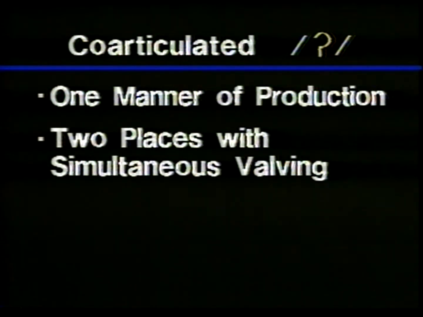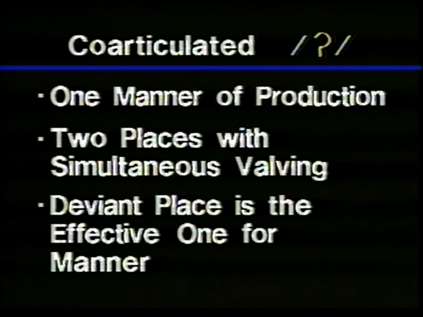Often, the glottal stop is produced as a co-articulated stop. In this context, the term co-articulation denotes a maladaptive gesture characterized by one manner of production, in this instance stop, with simultaneous valving at two places of production. The deviant place is the effective one for manner. In this example of co-articulated T and glottal stop, the two places are tip alveolar and glottal.